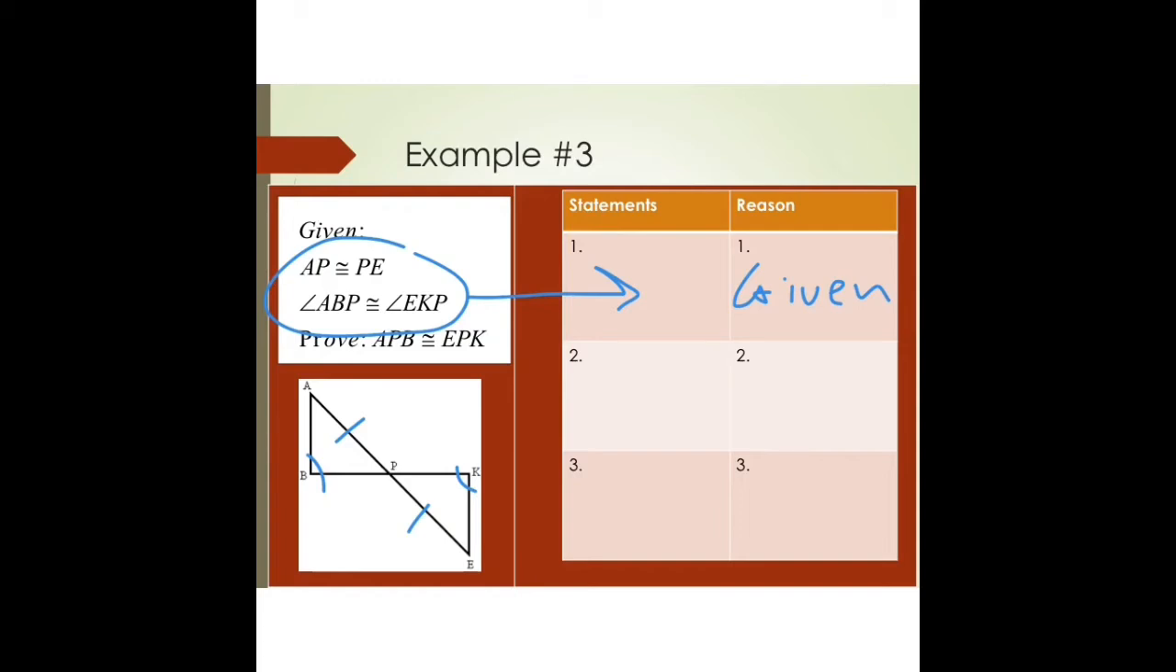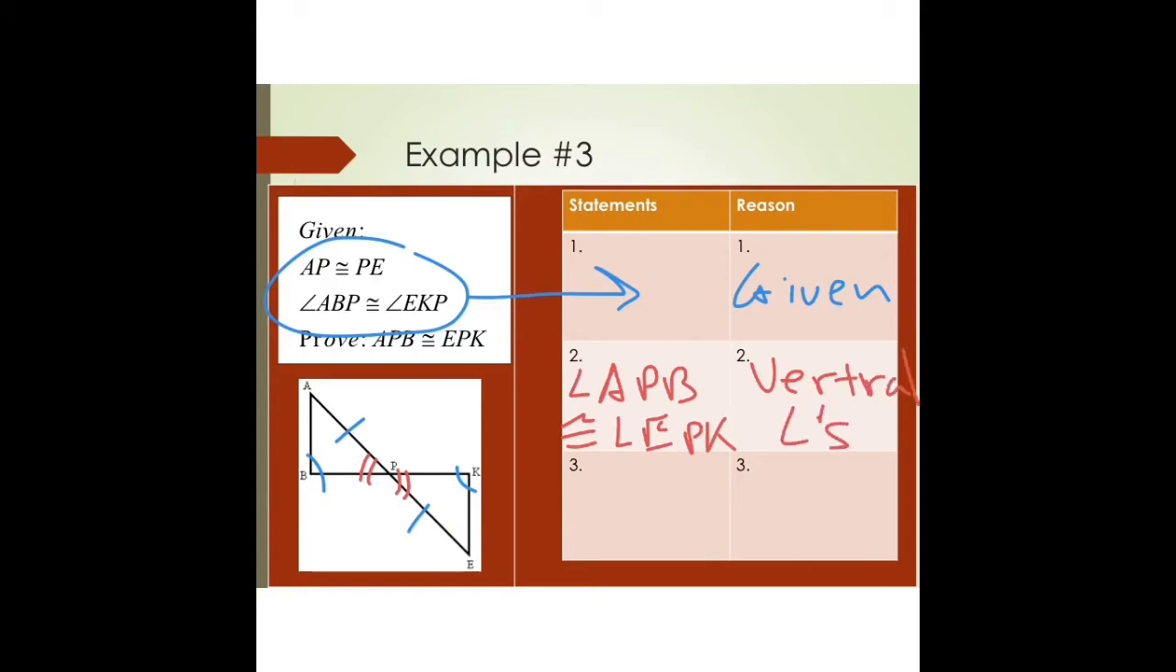I know that I have some vertical angles here. So I can say as a statement that angle APB is congruent to angle EPK. The reason we can say they're congruent is because we have vertical angles. And I'll abbreviate angles.